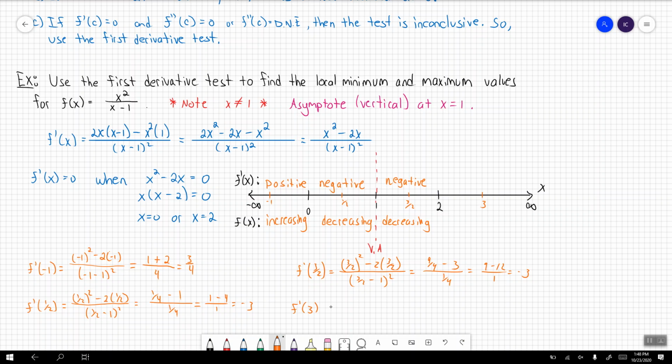Make that substitution into the derivative. So we get 3 squared minus 2 times 3, all divided by 3 minus 1 squared. This is going to be 9 minus 6. 9 minus 6 is 3. 3 minus 1, that's 2 squared, that's going to be 4, which means we get positive 3/4. So this value in the derivative in the interval from 2 to infinity is positive, which means that the function is increasing.